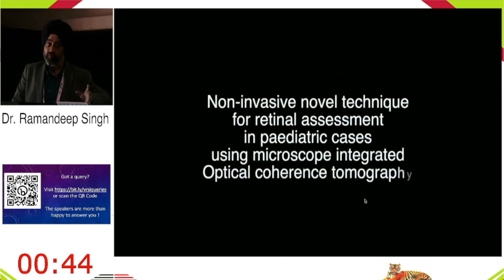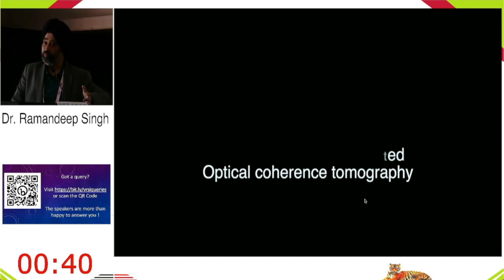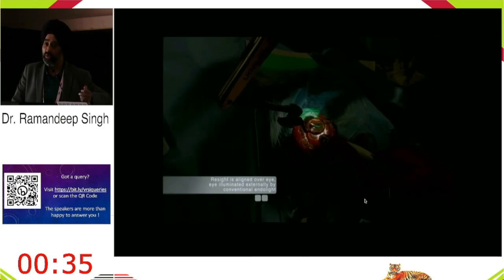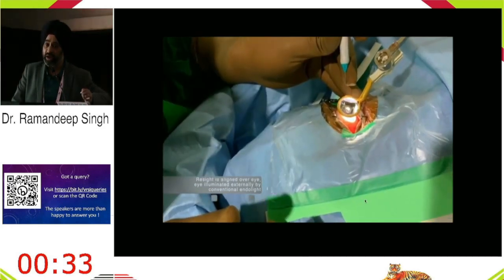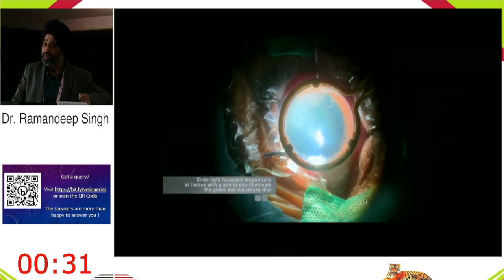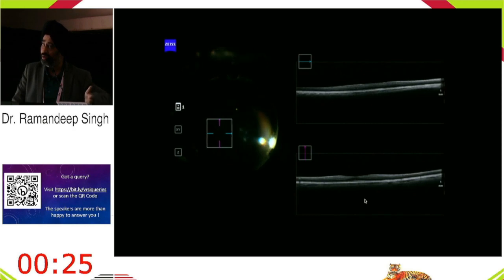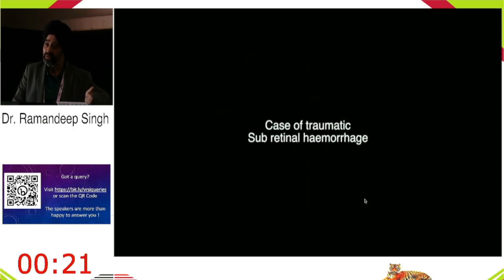And another example, you can of course have a car and you can use it for other purposes. Like your pediatric cases, you don't have to buy another OCT there. Just by doing a trans-illumination, I can use my MIOCT for pediatric cases where I want to look at their retinas, to see what is happening to the retina, is it normal, is it CME there.